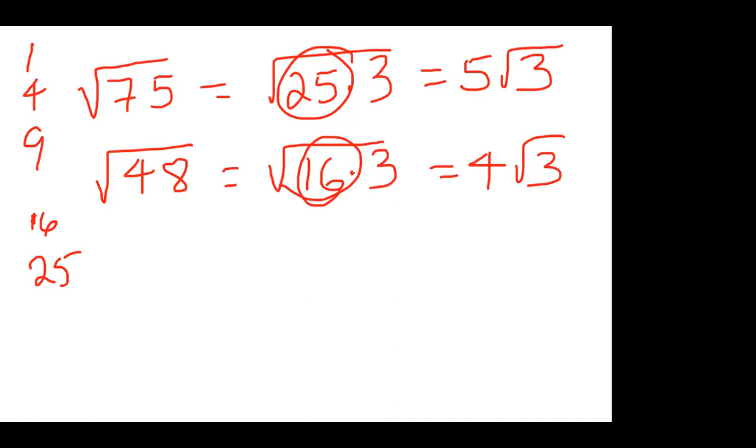Now, next one, 72, guys, the square root of 72. Give this one a try. Okay, which one of the perfect squares is the largest one that can go into 72 evenly? The largest one. Which one is the largest one?